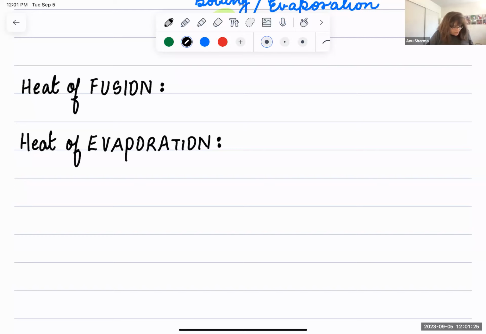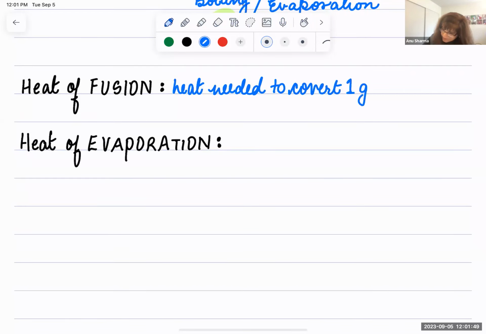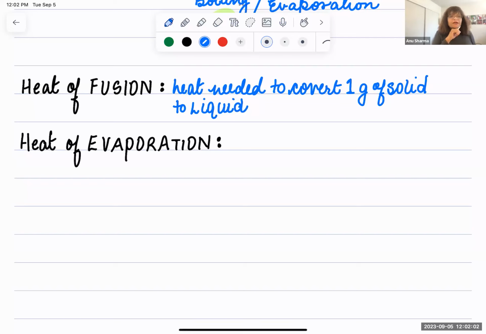What is that? It is the amount of heat added to convert, exactly, let me write this down: heat needed to convert 1 gram of solid to liquid, right? That's the amount of heat that is needed to convert 1 gram of solid to a liquid.